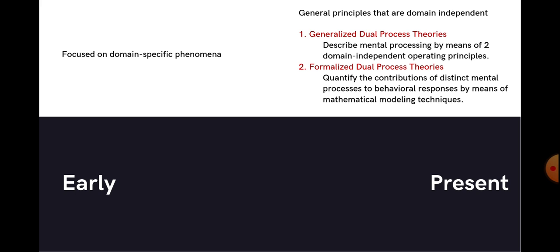And then there are two types of this present fashion. The first one is generalized dual process theories. Generalized dual process theories describe mental processing by means of two domain independent operating principles, whereas formalized dual process theories are looking into quantifying the contributions of distinct mental processes to behavioral responses by means of mathematical modeling techniques. So here we're going to talk about one theory from the generalized dual process theories, but we're not going to talk about any from the formalized dual process theories.